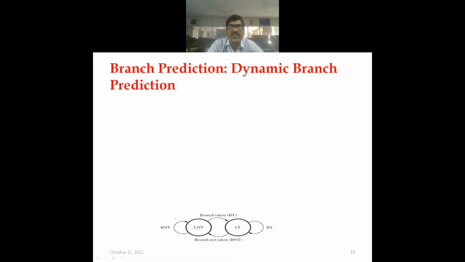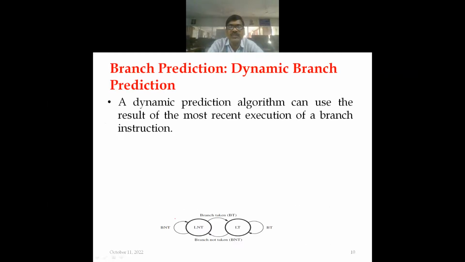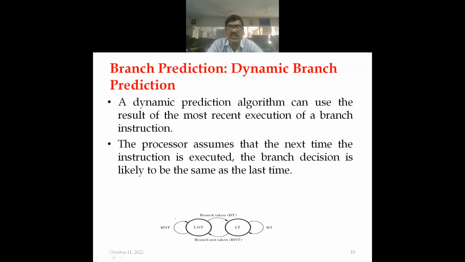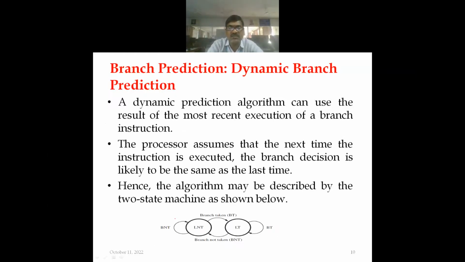For dynamic branch prediction, a dynamic prediction algorithm can use the result of the most recent execution of a branch instruction. The processor assumes that the next time the instruction is executed, the branch decision is likely to be the same as the last time. This may be described by the two-state machine as shown below: branch not taken and branch taken.